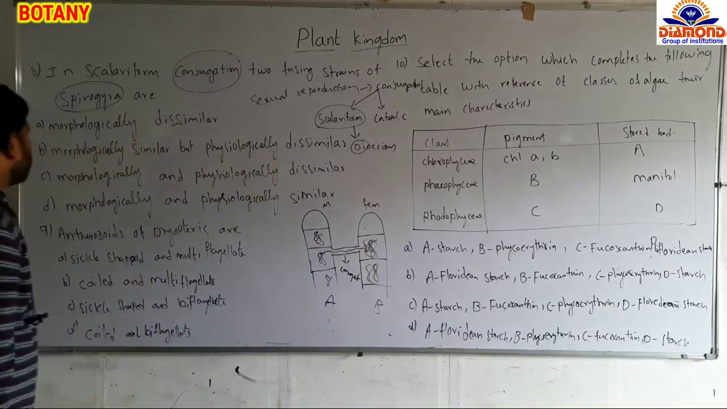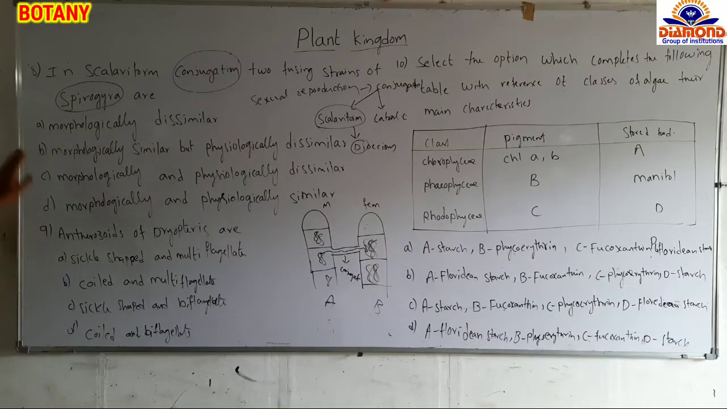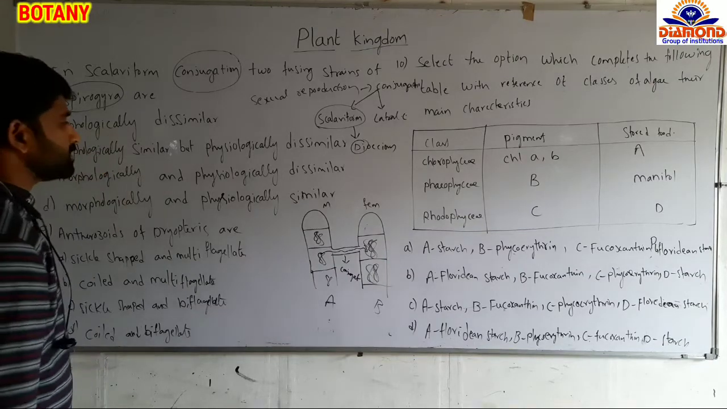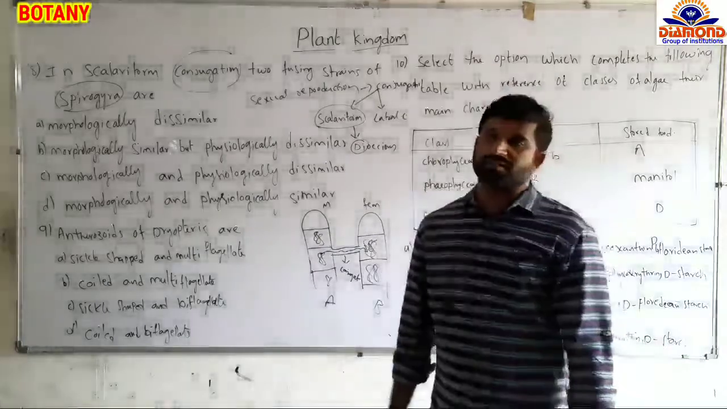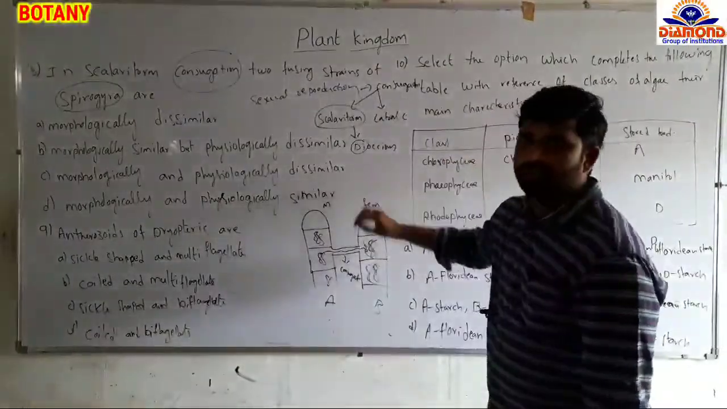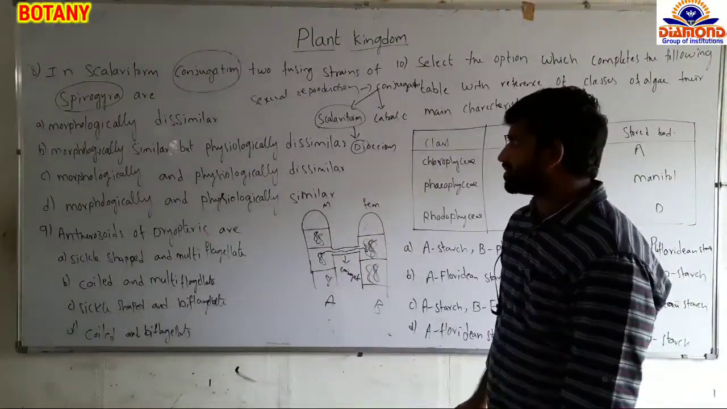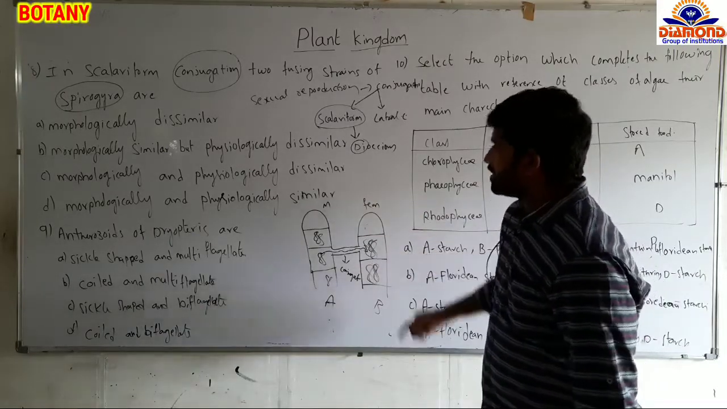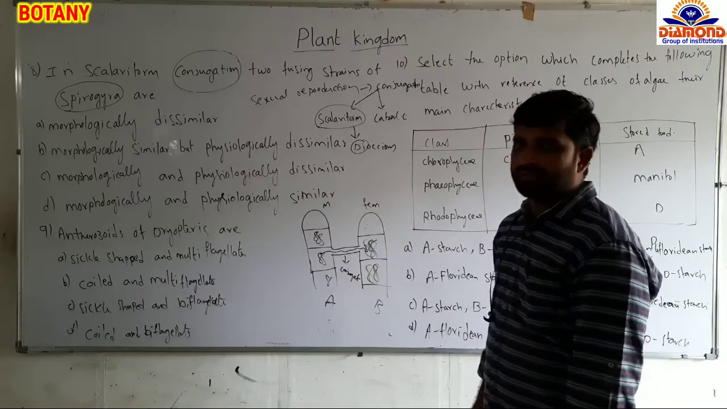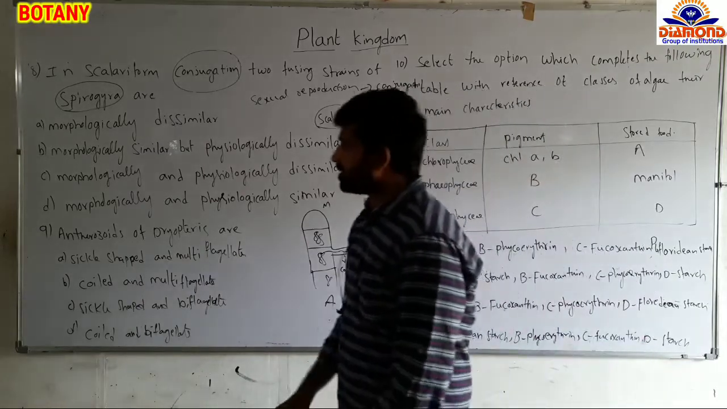Now, based upon scalariform conjugation, some options are given. Option A is morphologically dissimilar. Morphology means the study of the external structures of organisms. Both the male and female Spirogyra are morphologically similar, not dissimilar.